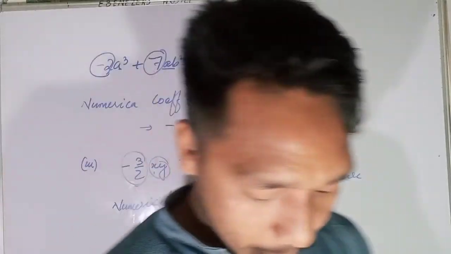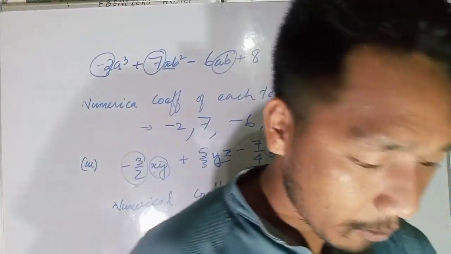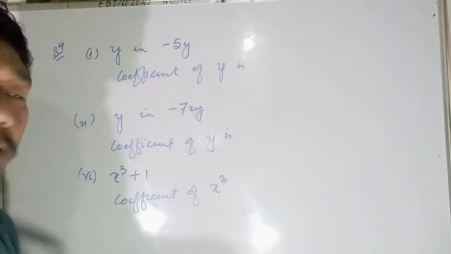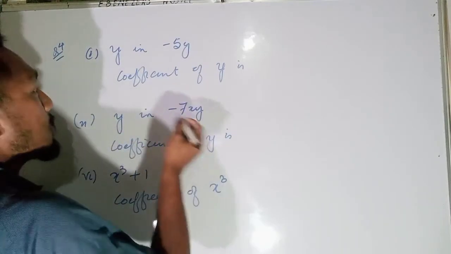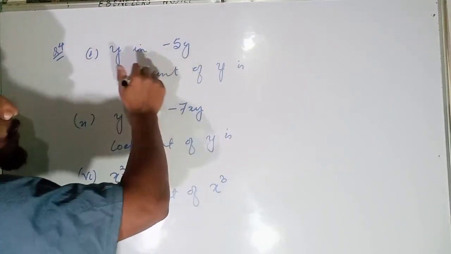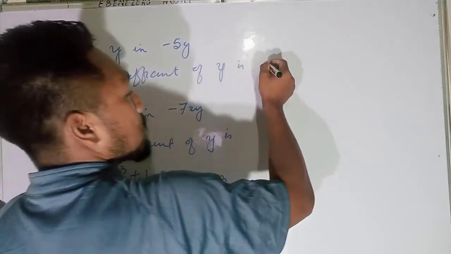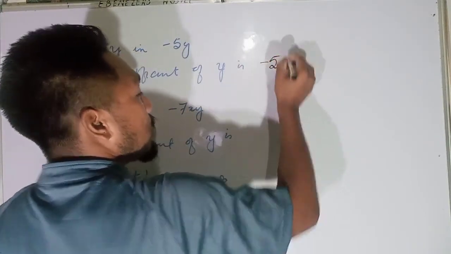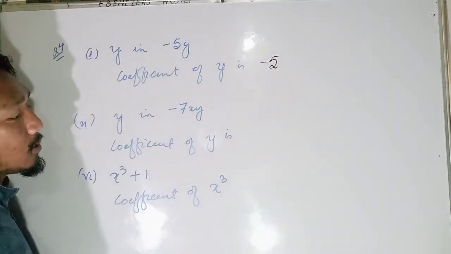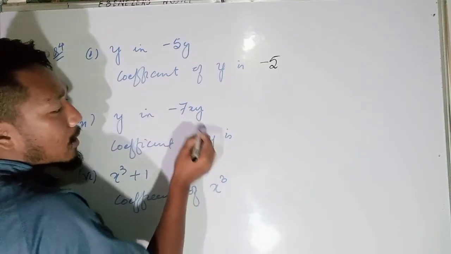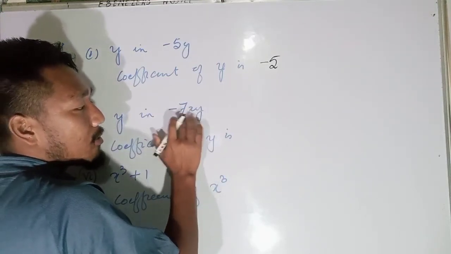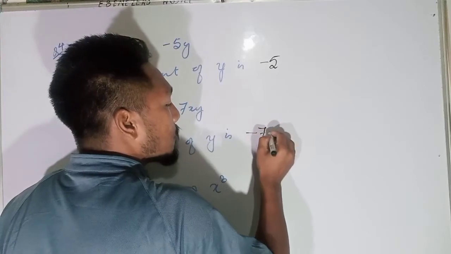Now question number 4, we'll try to do question number 4. These are some questions. The numerical value of the coefficient of y in minus 5y is what? Minus 5 is your coefficient. Then y in 7y is what? Remove y, what is the remaining? That is your coefficient, 7.